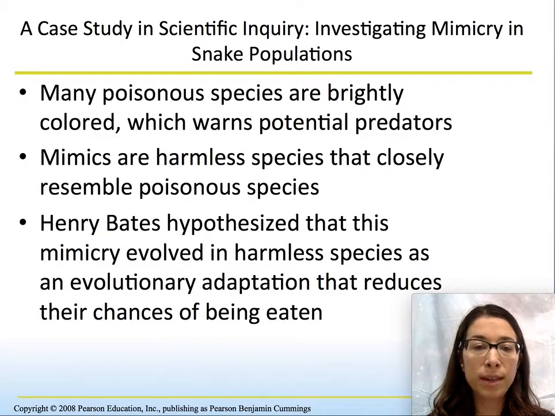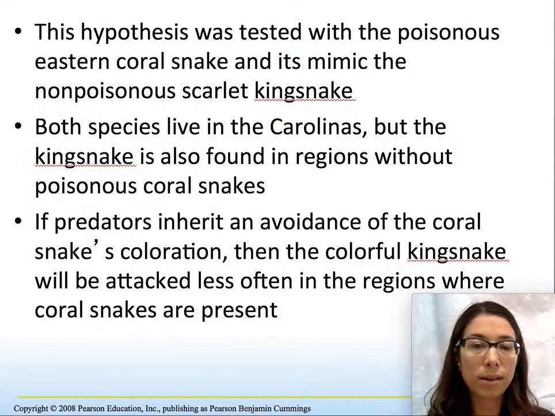Because these brightly colored snakes survive better because of their coloring, other snakes that are not poisonous have evolved to have bright colors as well. So these are known as mimics. They are not poisonous, they are harmless, but they look a lot like the poisonous species. Henry Bates hypothesized that this mimicry in the colors evolved in harmless species as an evolutionary adaptation that reduces their chances of being eaten. So that's a strong hypothesis that's testable. It's a statement, and we can look at what happens.